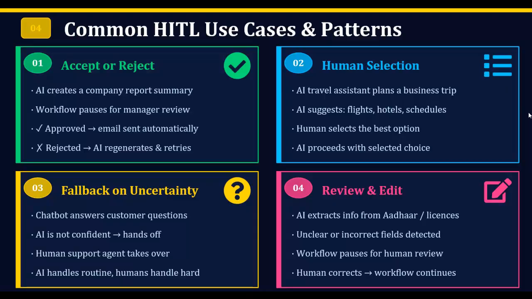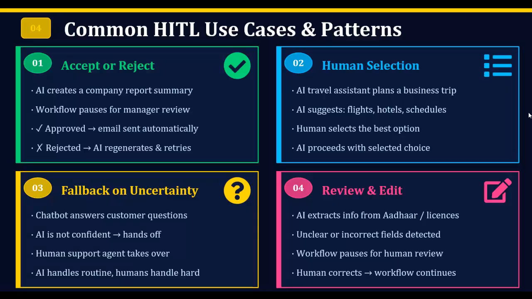For this, a chatbot is a very good example. Normally, the chatbot answers customer questions automatically using its knowledge, right? But if the AI is not confident about a particular question, the workflow is handed over to a human support person. The human then answers the question or resolves the issue manually. So AI handles the common questions while humans handle difficult situations.